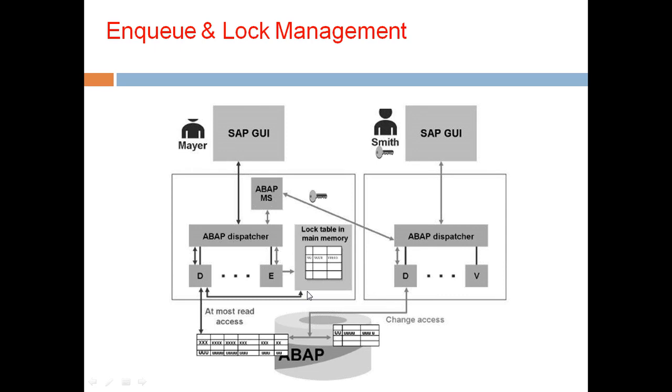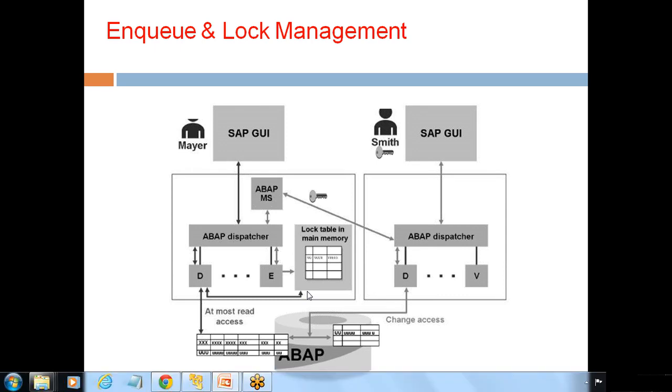When one user is accessing data from the database, that means it is locked by that user. If any other user tries to access the same data, it won't be allowed. So that is how lock management happens in SAP. There are different kinds of locks, and I will tell you one by one and explain.